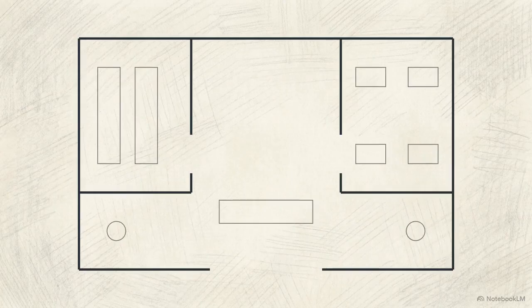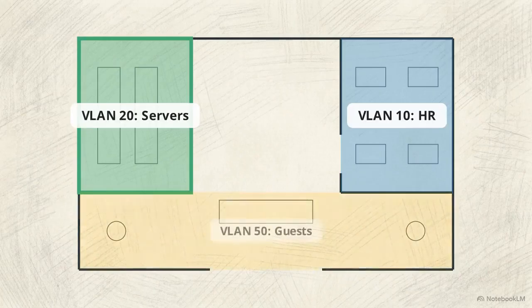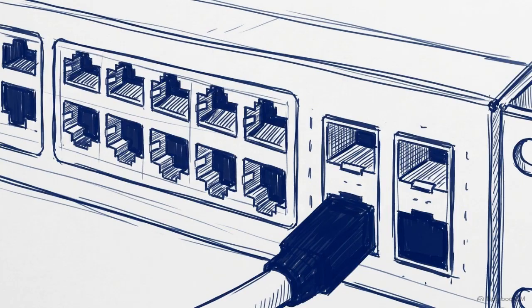Look at this floor plan. We isolate systems based on their function and sensitivity. Our servers hold critical company data, so they get their own dedicated room. Guest devices are kept entirely separate. And one strict rule we follow here: we never use the default network, known as VLAN 1, because attackers often target it first. To get a device into one of these secure rooms, we use an access port.